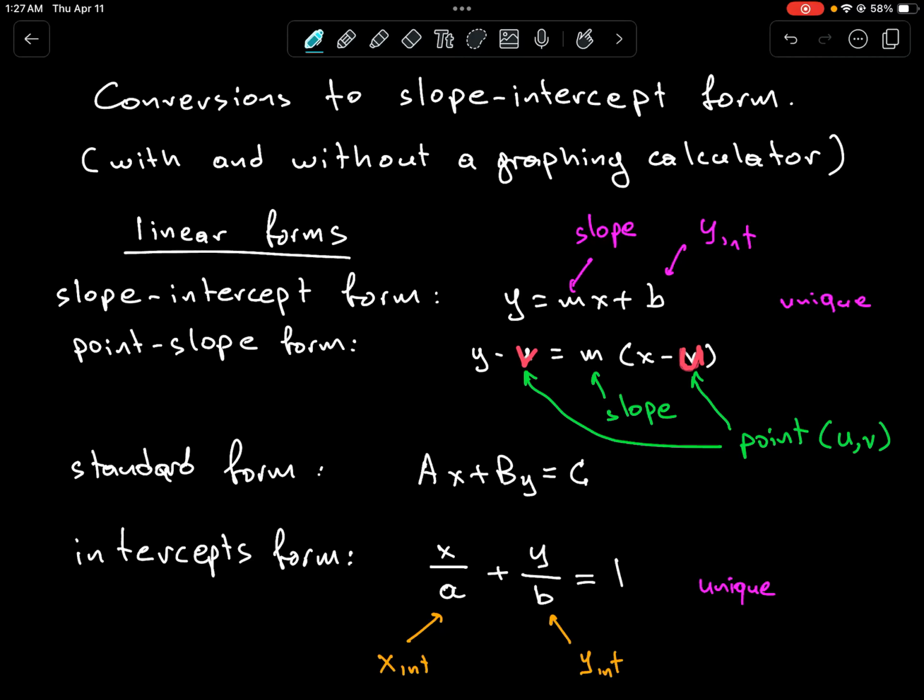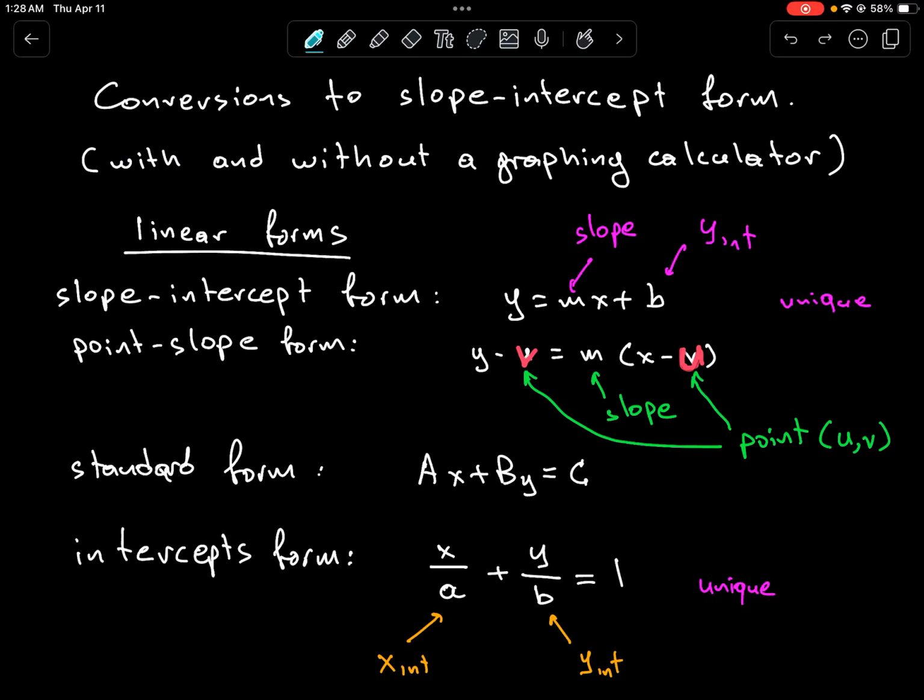Conversions to slope-intercept form, with and without a graphing calculator. The new thing here would be the with a graphing calculator, because we're going to use a new method. We've seen the with and without a graphing calculator before. Here we're just going to focus on something new.